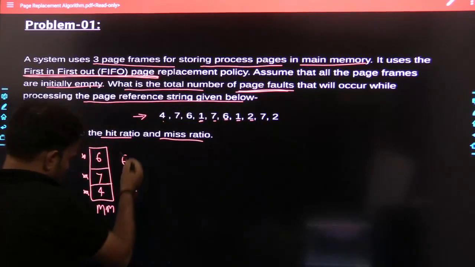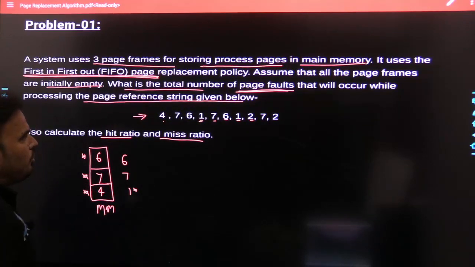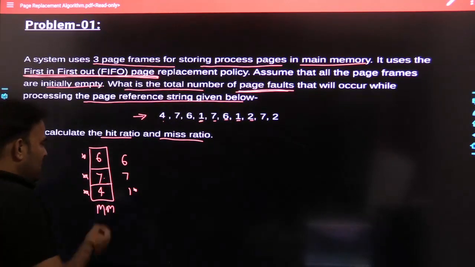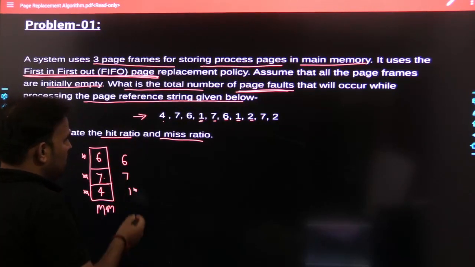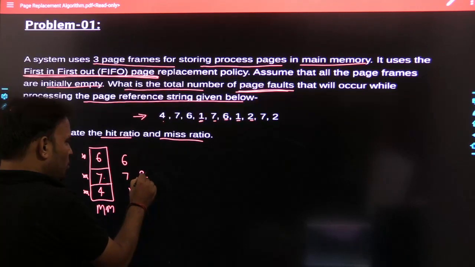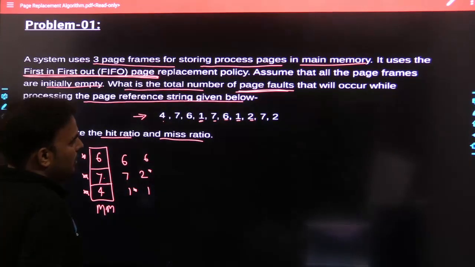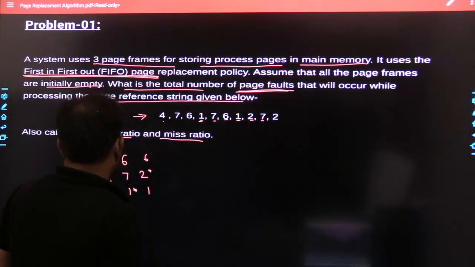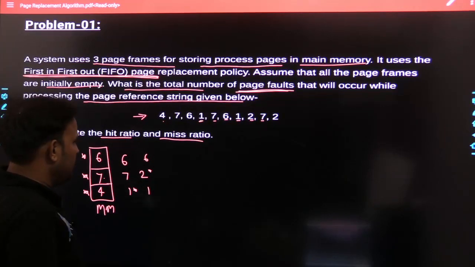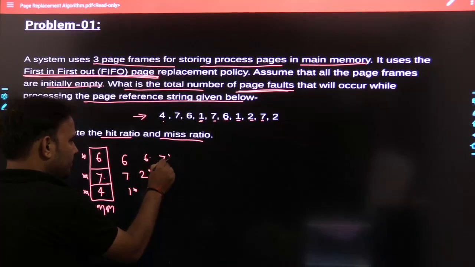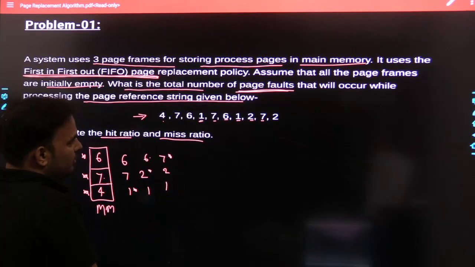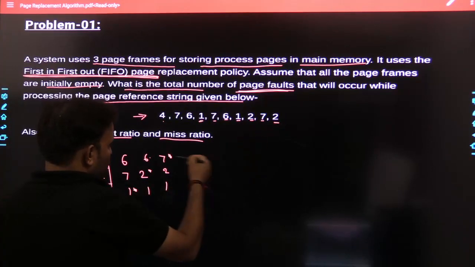2, 2 is not there. Which one do we need to replace, my dear friends? Just reply fast. The 7. After 4, 7 came in main memory. So here we will put this 2, with 1 and 6. And again 7. Is 7 there? No. Which one do we need to replace? This 6. Now we have 7, 2 and 1. Again 2, 2 is here, a hit.